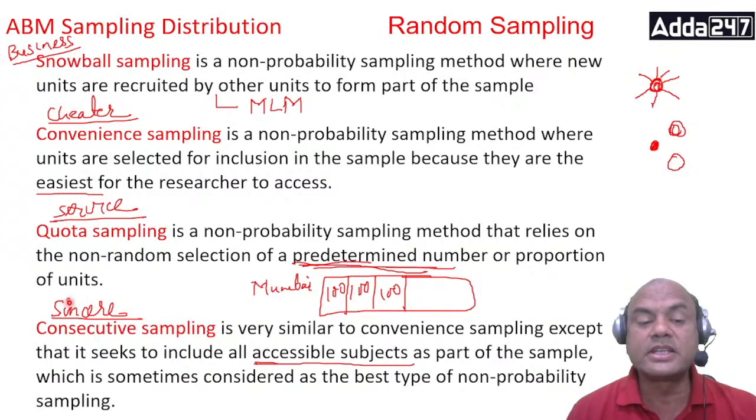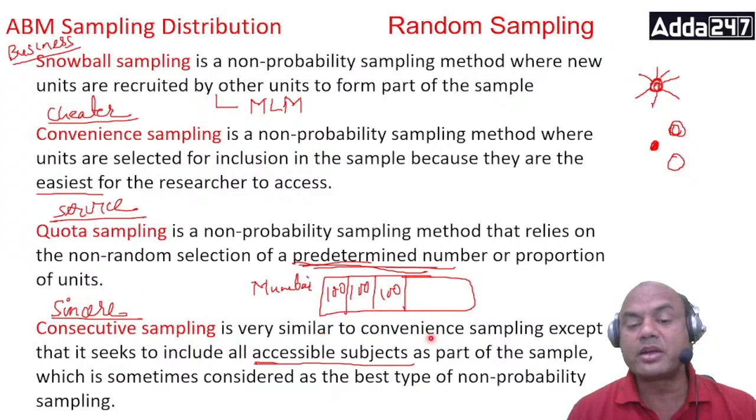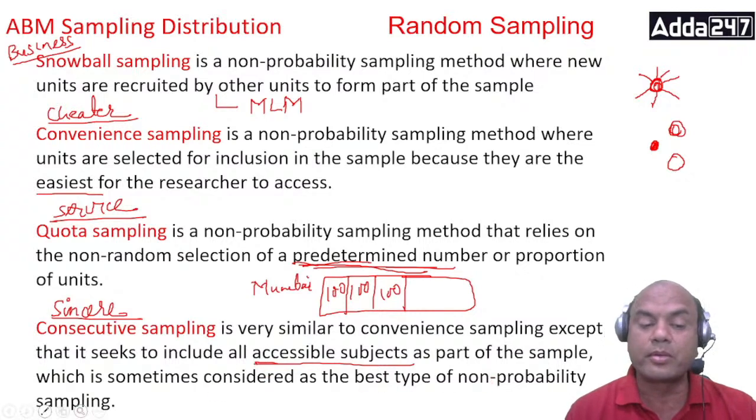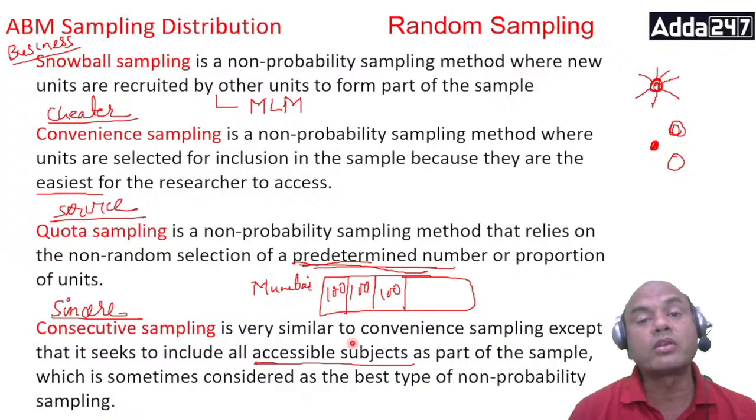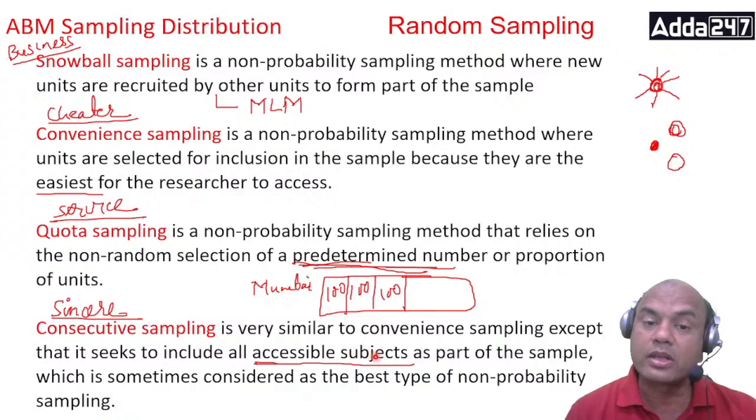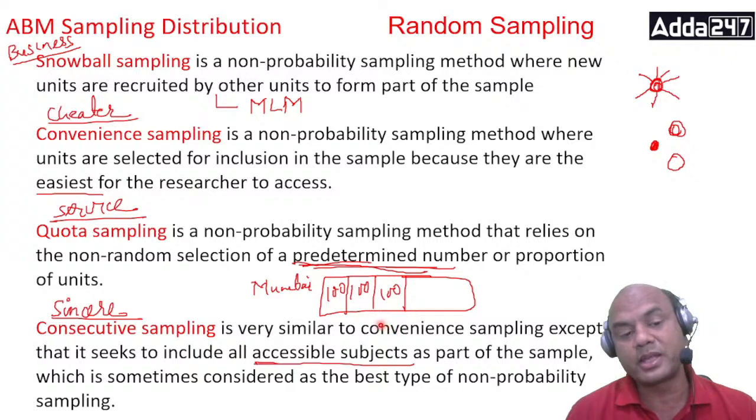Consecutive. This is a sincere guy. This guy is a cheater: convenience. And this is a sincere guy. It's very similar to convenience sampling, except it seeks to include all accessible subjects as part of the sample, which is sometimes considered the best type of non-probability sampling. So this guy won't stay at home. He will go to each and every accessible part. For 15 people, I'll go to one corner, then another corner, then another corner, and then I'll select the 15 samples from there. So this is consecutive. Sincere guy. Okay.